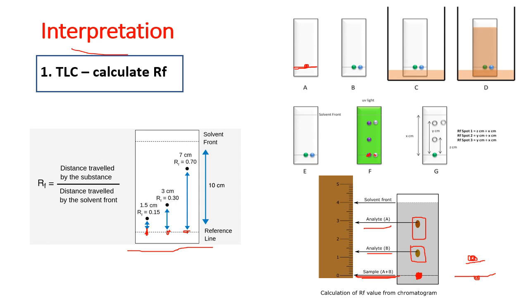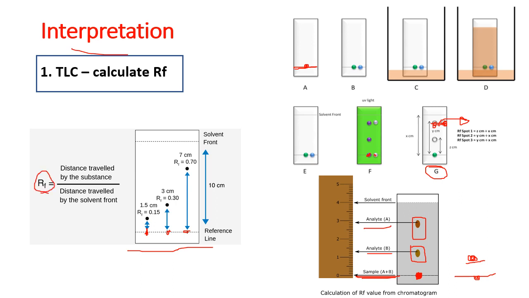Next, you have to interpret what it means if, like in example G, I got 2 analytes that are found on the same line. That means that those 2 analytes are exactly the same. Okay, next you need to know a very important thing. Every spot has a calculated RF.